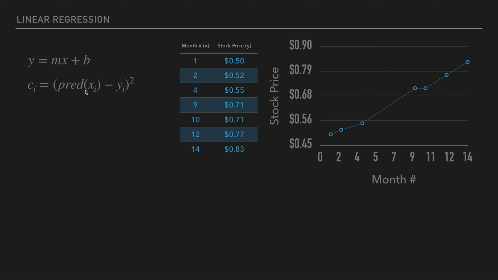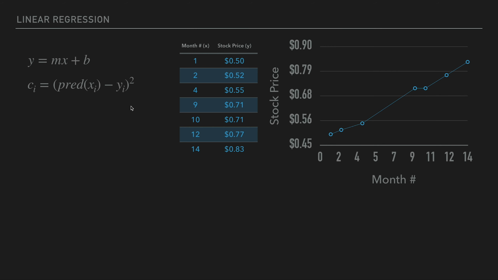So a cost function for a single point, let's focus on this point right here. Cost function for a single point would be what our model predicts minus the actual value. So the actual value for here, this is for the first month, is 50 cents. If our model predicts, let's say 63 cents, then we have 63 cents minus 50 cents, that's 13 cents, and then we square it.